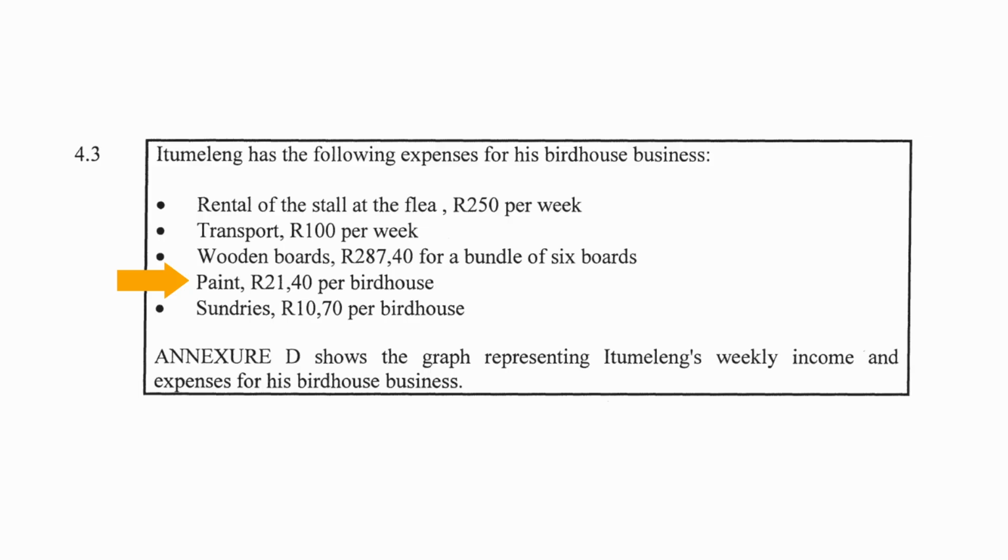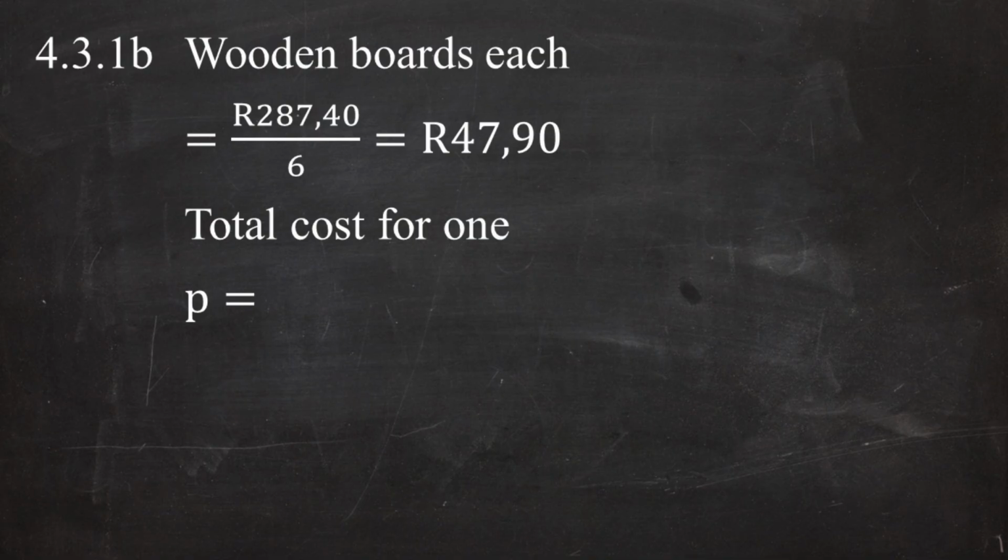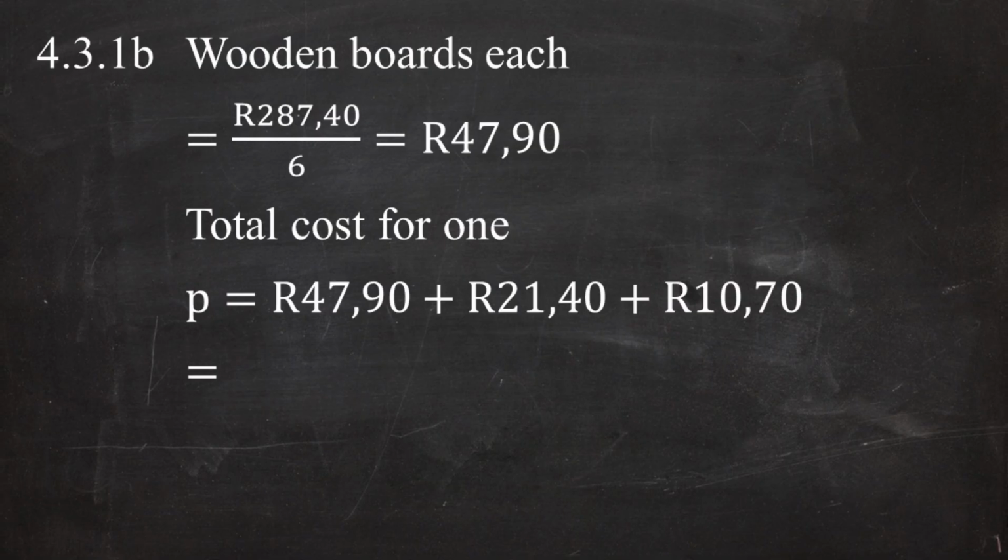Now the cost for the paint per birdhouse is provided as 21 Rand 40 cents, and the cost for the sundries per birdhouse is provided as 10 Rand 70 cents. Now the total variable cost P for one birdhouse will be the sum of the cost of the wooden board, paint, and sundries together. So P equals 47 Rand 90 cents plus 21 Rand 40 cents plus 10 Rand 70 cents, and this equals a total variable cost of 80 Rand.